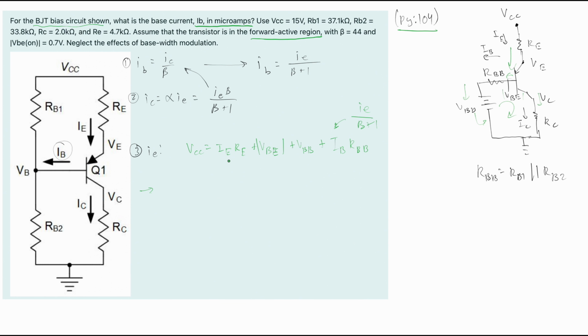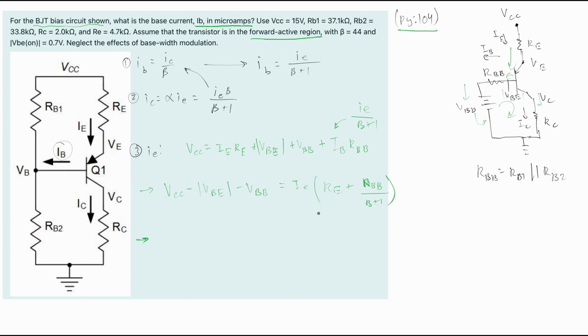So if we move all of the other variables onto the other side, we'll have our VCC minus the absolute value of our VBE minus our VBB as well. And this is going to be set equal to, well, we have our IE, we can factor it out from each of these. So that's going to leave us with an RE plus an RBB, and this is all over our B plus 1, or beta plus 1.